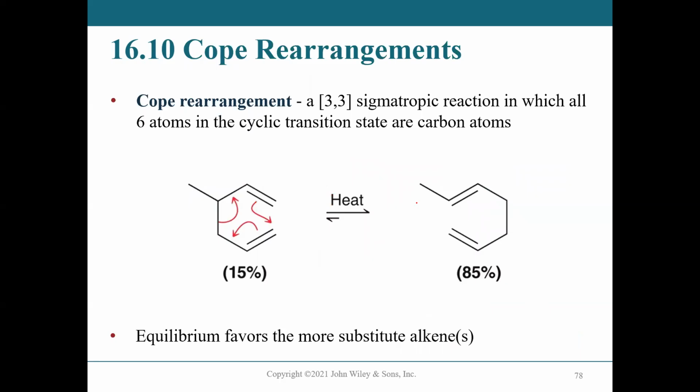So Cope rearrangement is a 3,3 sigmatropic reaction in which all 6 atoms in the cyclic transition state are carbon atoms. It says equilibrium favors the more substituted alkene.